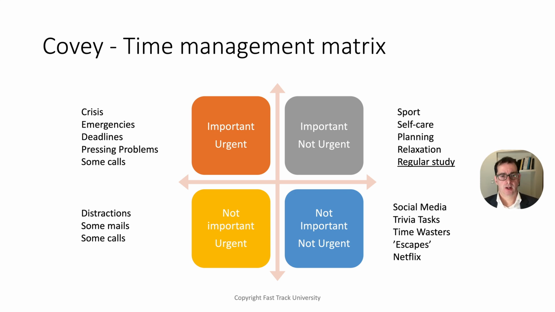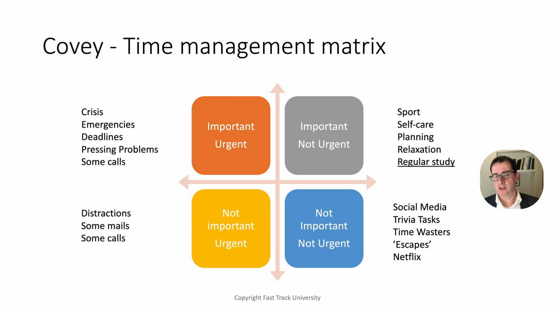all these different tasks. If you look at the bottom 2, those are not important, urgent or not urgent. He said distractions and some mails, some calls might be not important but urgent. And some social media, trivial tasks, time wasters, escapes, even Netflix from time to time, is not important and not urgent, really. On the top left in orange are important, urgent tasks. These are, for example, hospital visit, crisis, emergency, deadlines, examinations, pressing problems, certain calls. And that's fine and well.